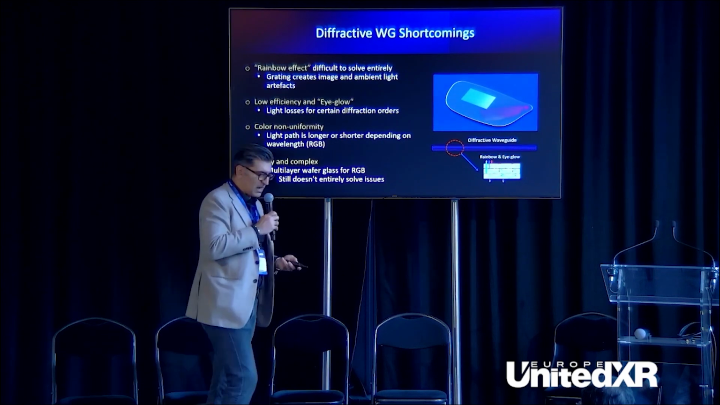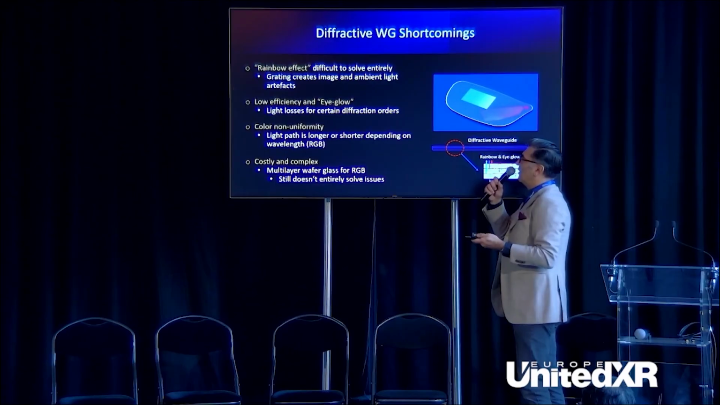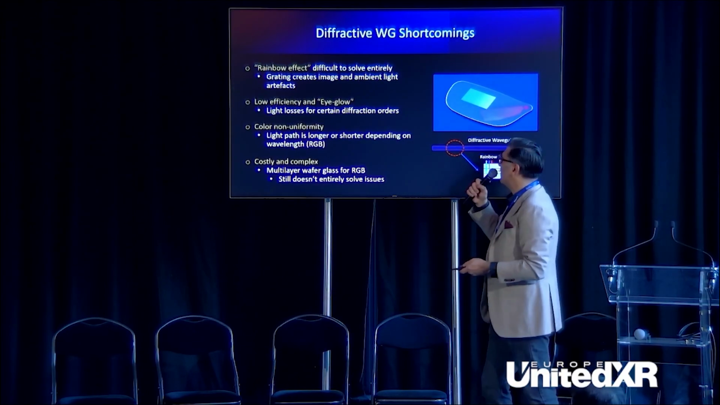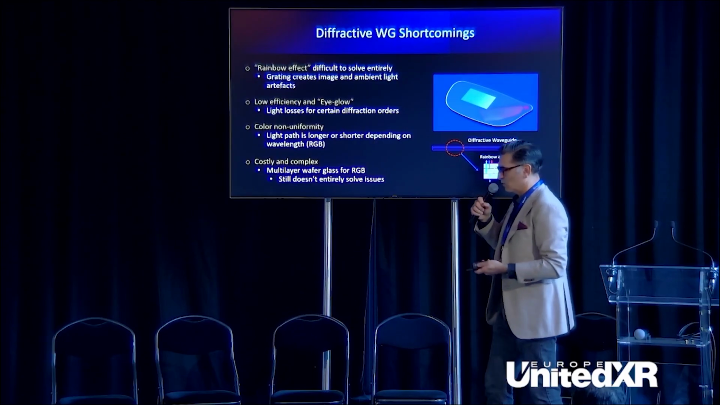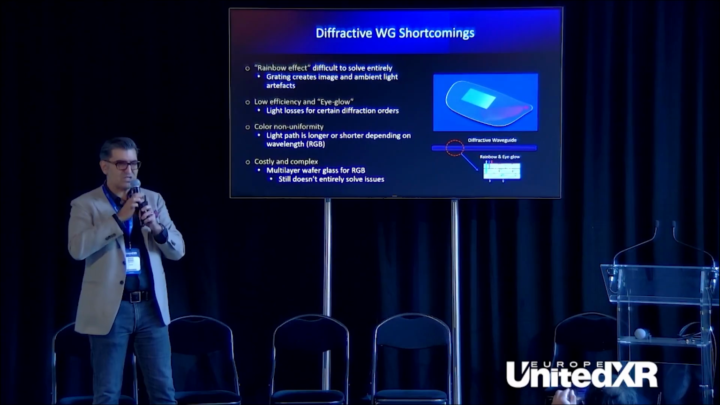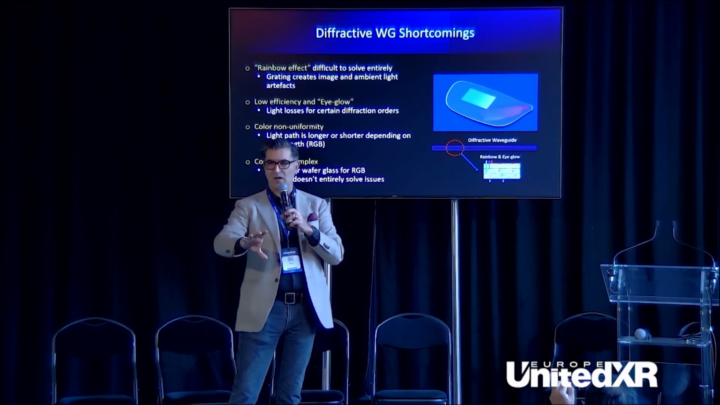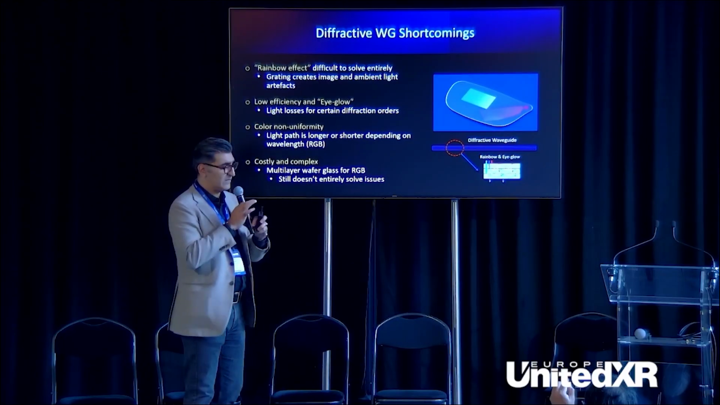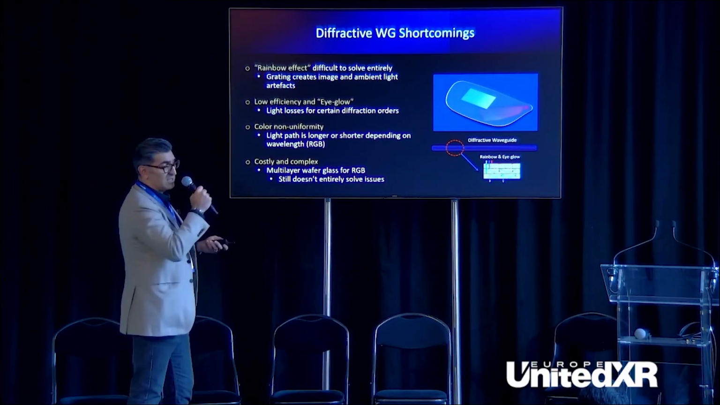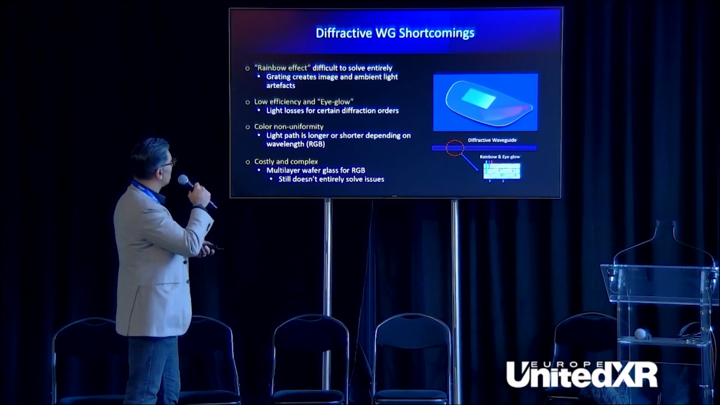And these diffractive waveguides have shortcomings. Well, what are those shortcomings? Basically, they're linked to the fact that they use diffraction. And when you have diffraction, you create what's called the rainbow effect, right? It's like if you've ever seen a CD or a DVD, and you see the rainbow reflected on the CD, that's diffraction. And that's what these things suffer from intrinsically. So it's very difficult to solve because it's intrinsically the way that the technology works.